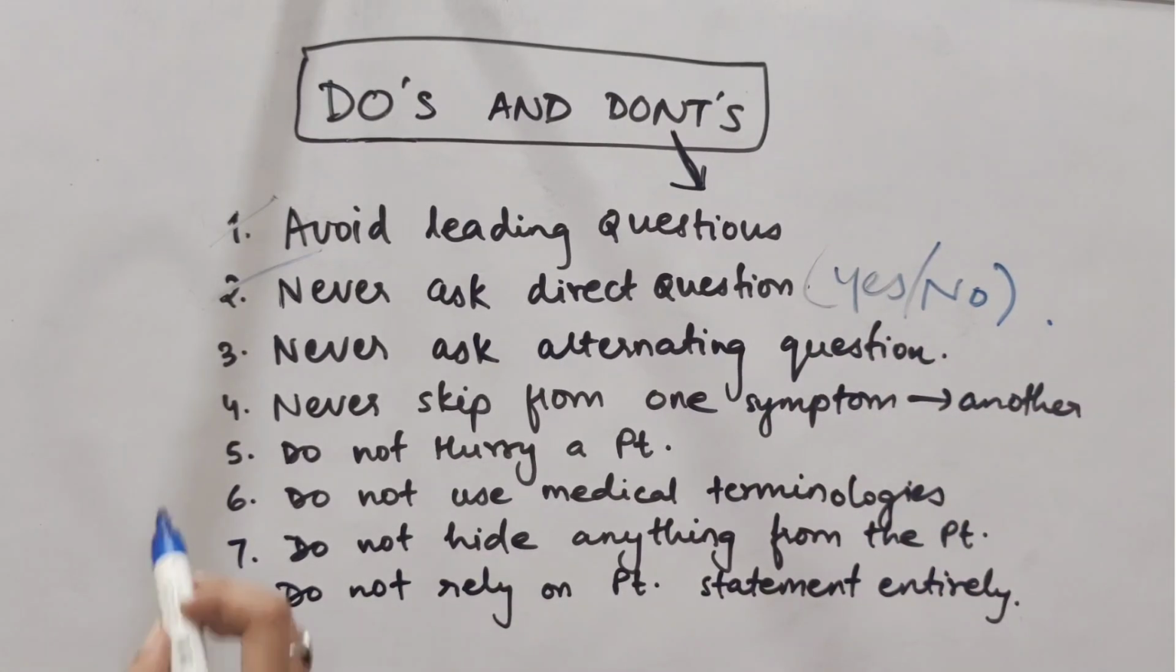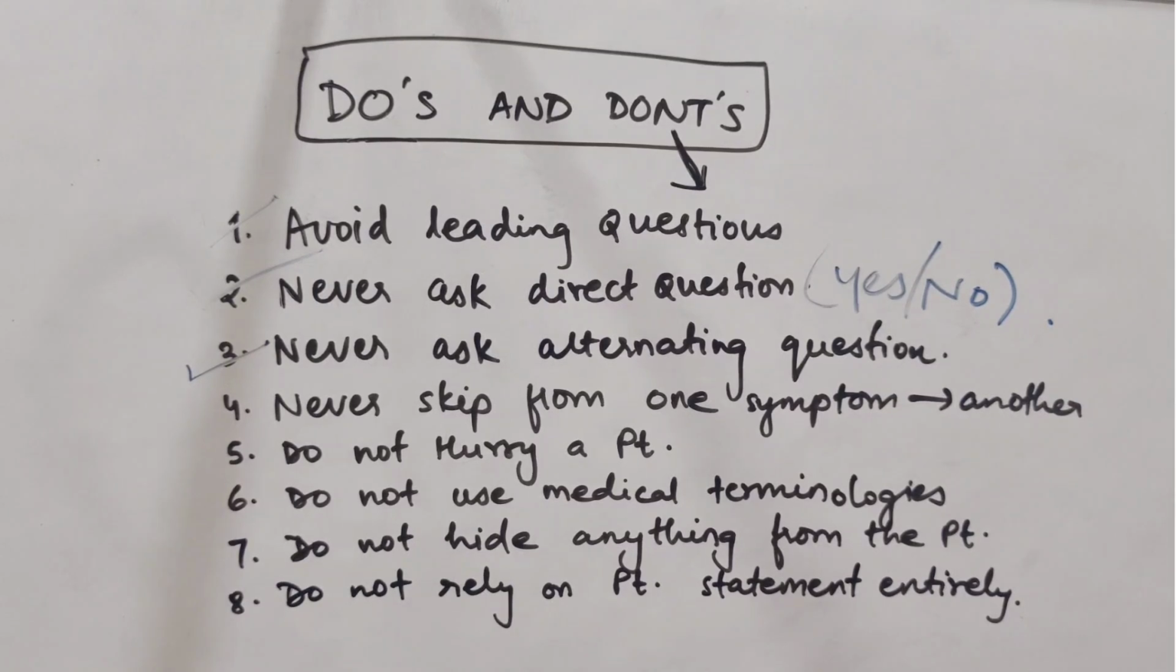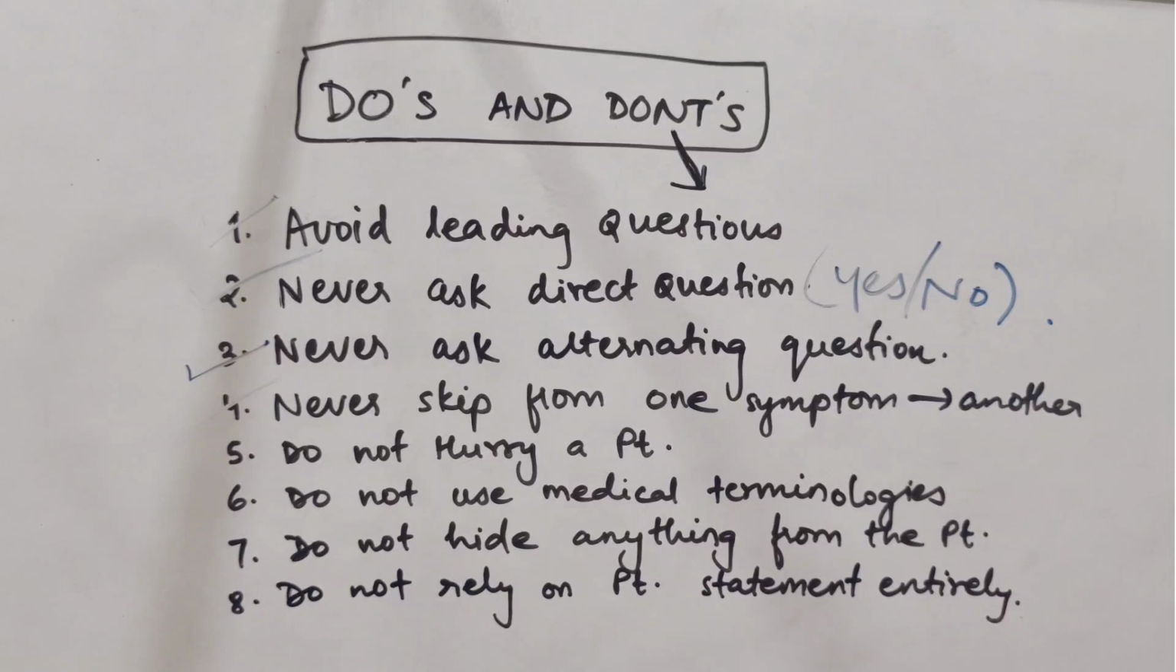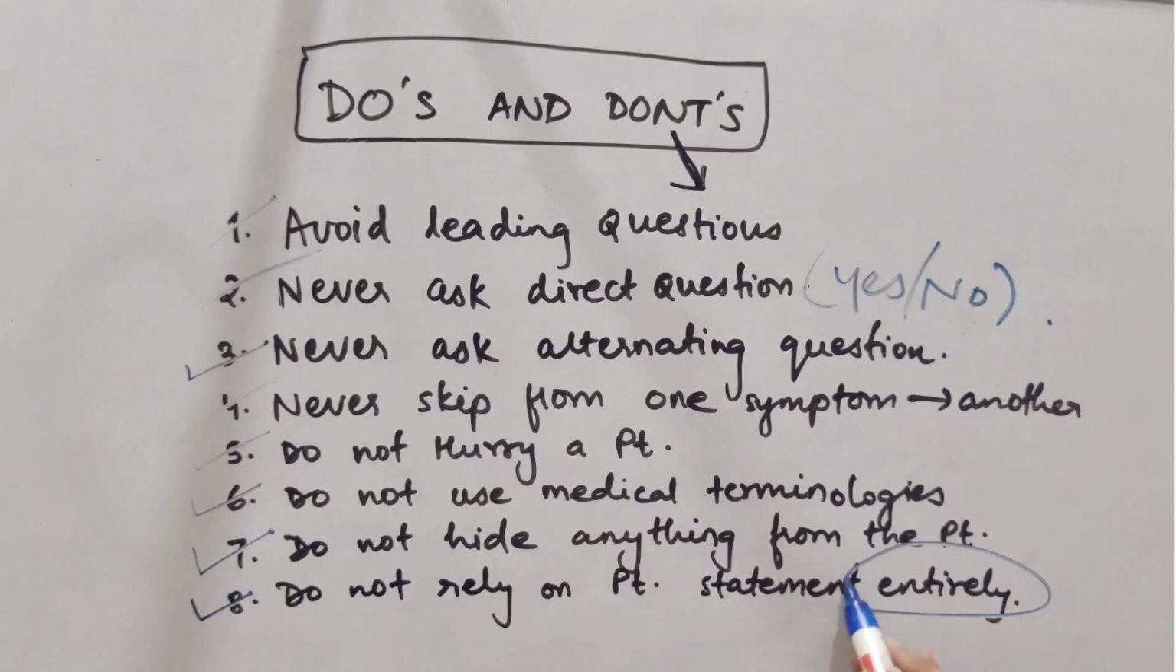never ask alternating questions, never skip from one symptom to another randomly, as it may confuse the patient and scatter the physician's idea as well. Do not hurry a patient in his narratives. Let him complete the symptom, let him complete his narratives. Do not use complicated medical terminologies. Do not hide anything from the patient, and do not rely on the patient's statement entirely.